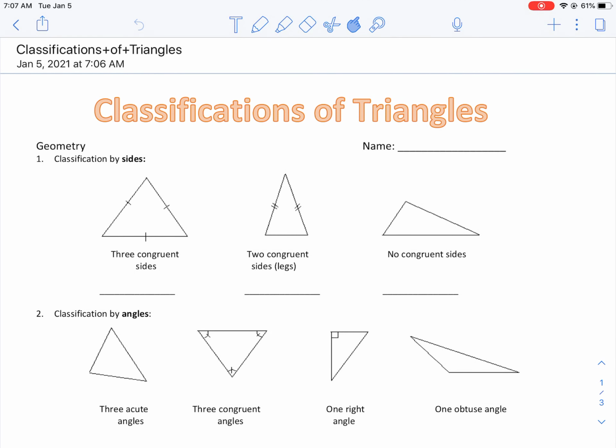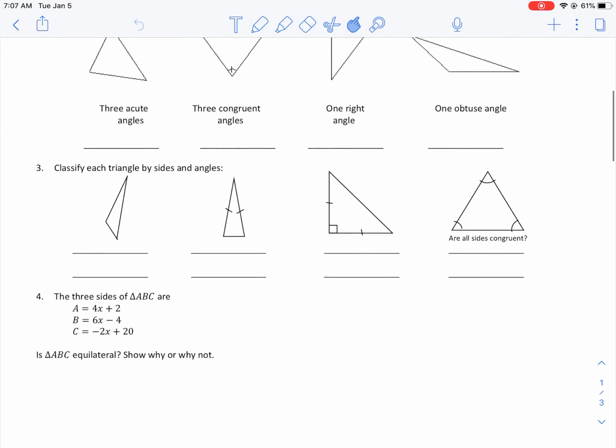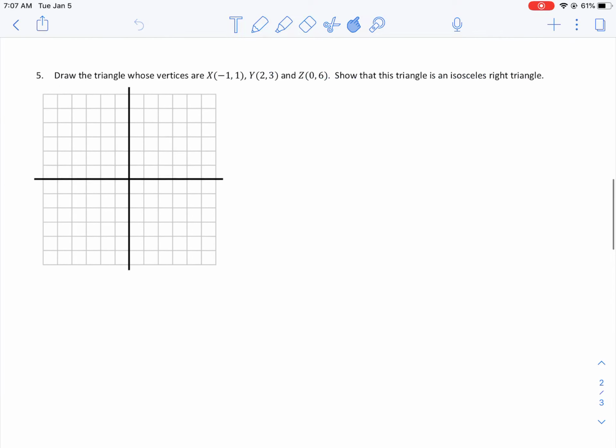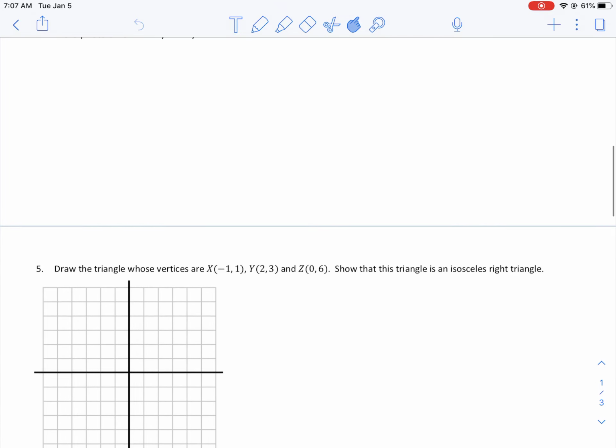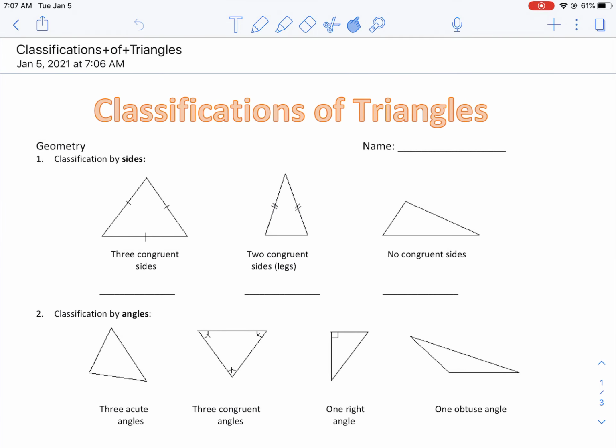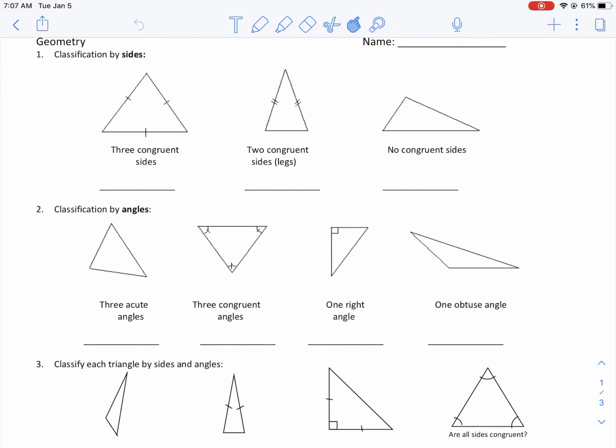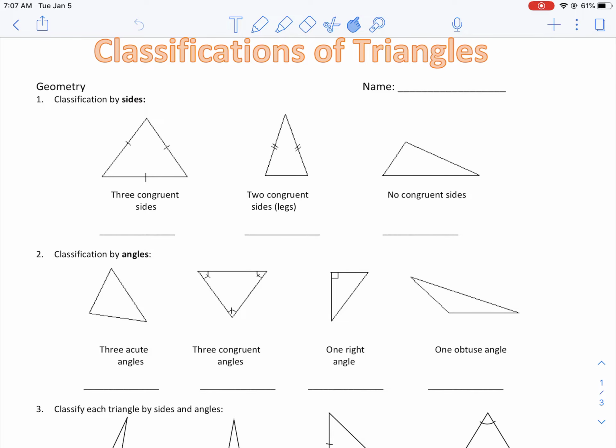In this video, I'm going to be talking about some classifications of triangles, which shouldn't really be that difficult. And then also we're going to be doing some coordinate geometry, possibly showing how a certain triangle falls under a certain classification. So you can classify triangles two different ways.